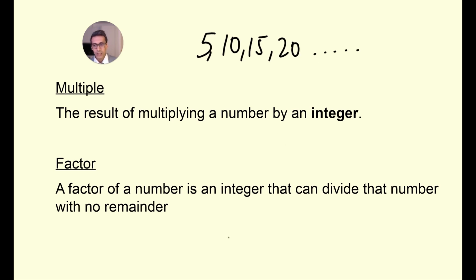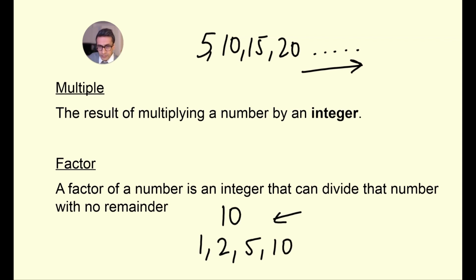And a factor is a number that fits into another one with no remainder. So factors of 10 include 1, 2, 5, and 10. So remember, multiples go up, factors go down. So it's just a key definition you need to remember.